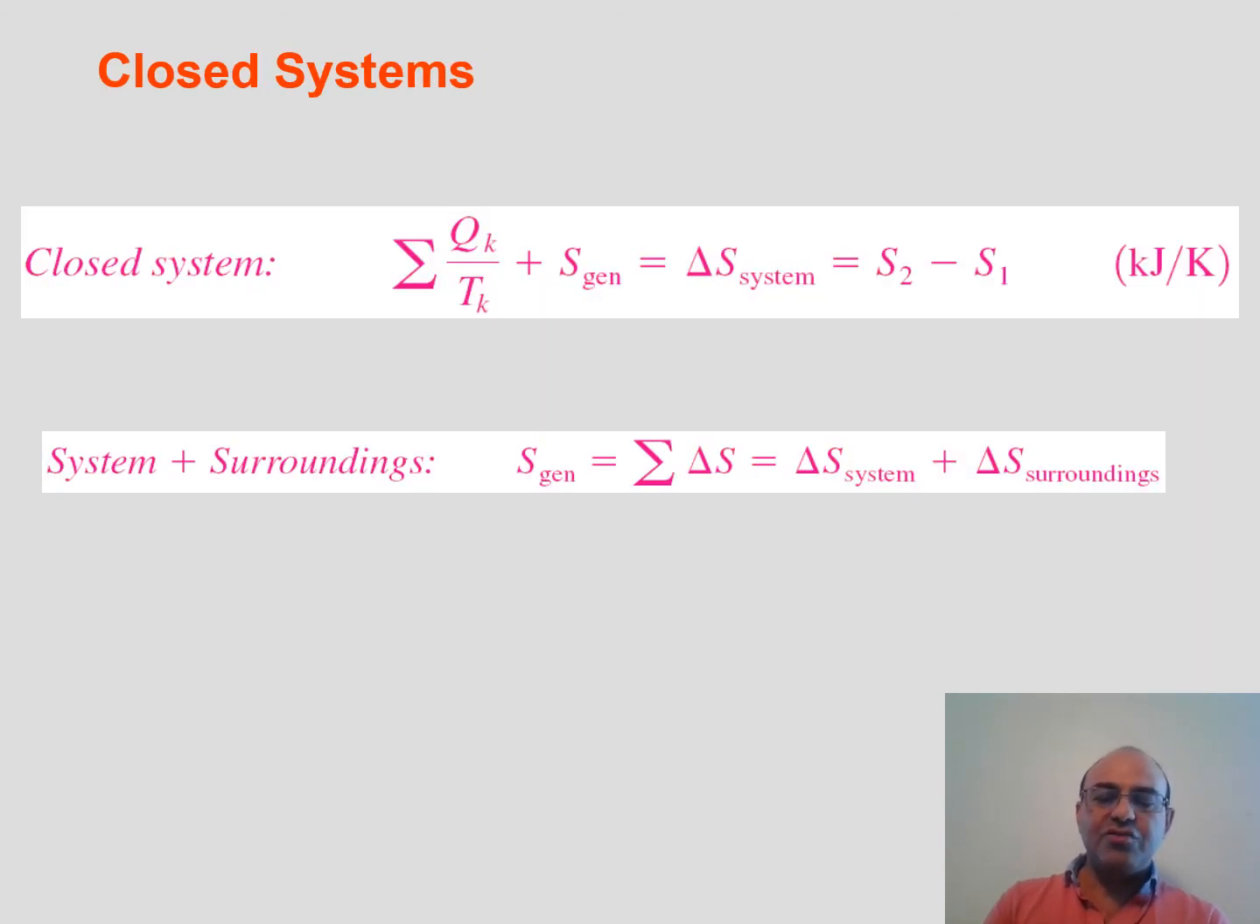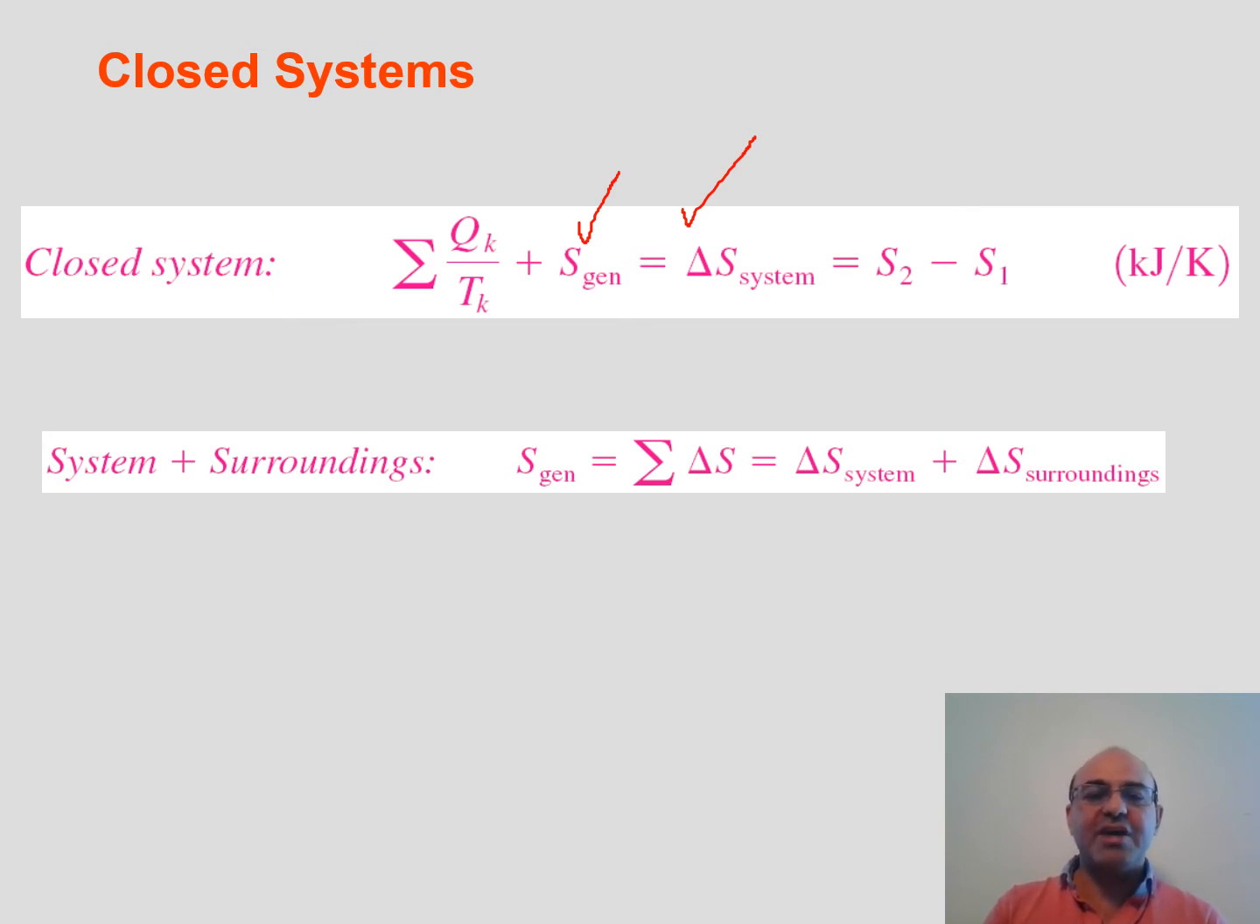So now that we know the ways of entropy transfer, we can formulate the principle of conservation of entropy for a closed system for now. We said that entropy in minus entropy out plus entropy generation is equal to delta S of the system. So that's the entropy generation term.